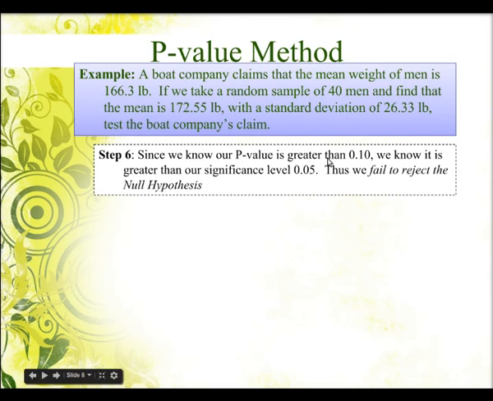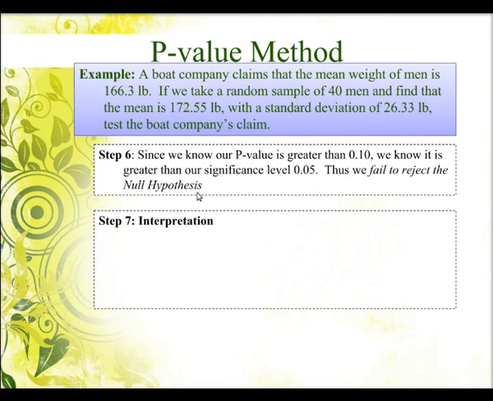So since our p-value is greater than 0.1, we know it's greater than our significance level of 0.05. Now you may be asking, why did we use 0.05 for the significance level? Well, the idea is that if you're not given a significance level in the original problem, 0.05 is the most common significance level, so we're just going to use that as a default. So because we know our p-value is between 0.1 and 0.2, we know it's greater than 0.1. And if it's greater than 0.1, it is certainly greater than 0.05, and since the p-value is greater than our significance level, 0.05, we fail to reject the null hypothesis.